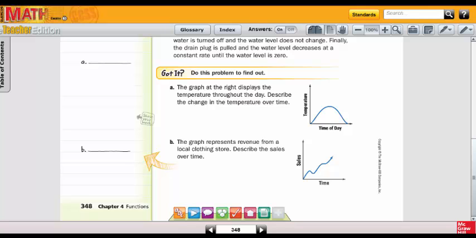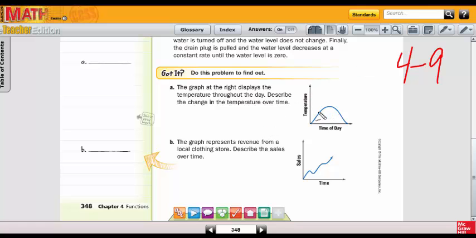Here are your solutions to 4-9. These are the letter problems. The graph at the right displays the temperature throughout the day. Describe the change in the temperature over time. So this is the temperature outside.